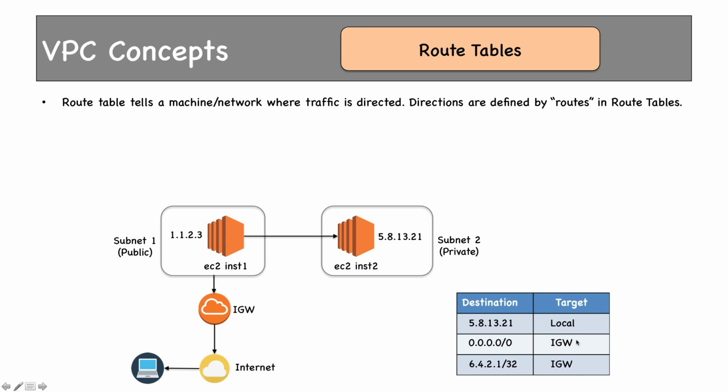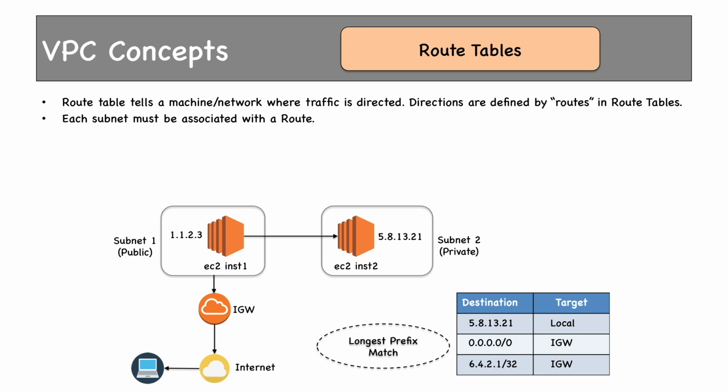Target for both of them is internet gateway. Which route would be picked in this case? Another jargon, longest prefix match. This is used to select the route or target. As both are correct routes, route priority is given to more specific destination. As 64.21/32 is a specific IP address and 0.0.0.0/0 is generic because it's actually the entire internet, this third route would be chosen. Each subnet must be associated with a route.